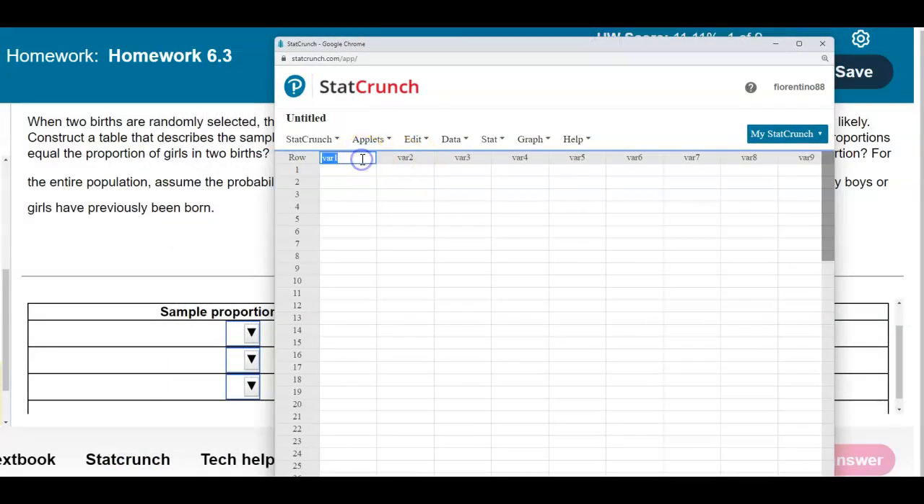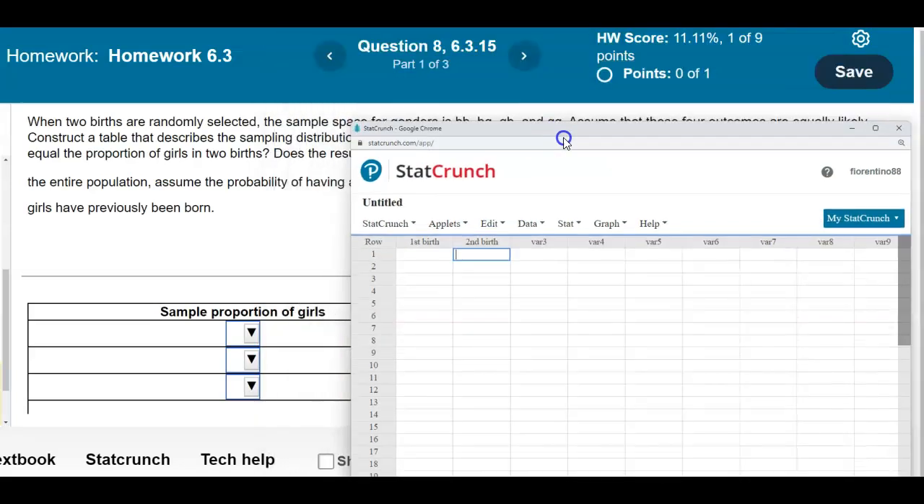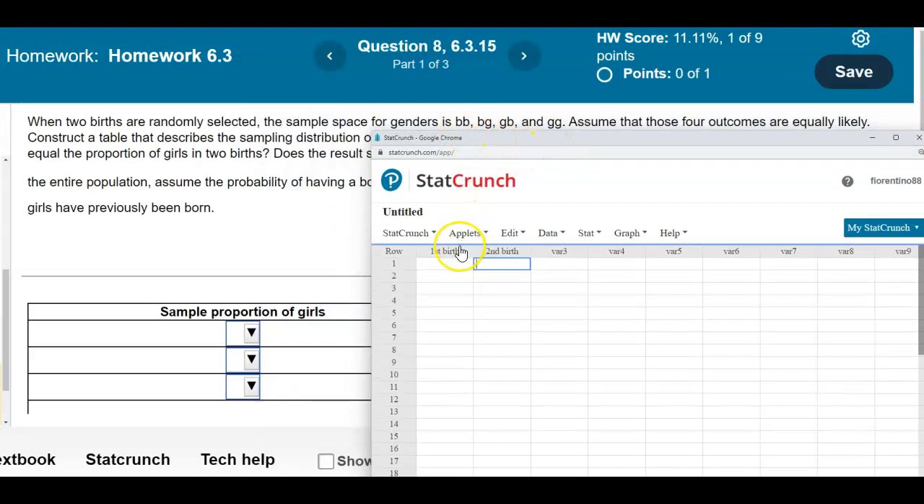Okay, so here we're going to say this is the first birth, and this represents the second birth. So the first sample is a boy and a boy. If the first birth is a boy, then the second birth is a boy. The second sample space here is boy-girl, so we have a boy and then a girl. The next one is a girl and then a boy. And the next one is a girl and then a girl.